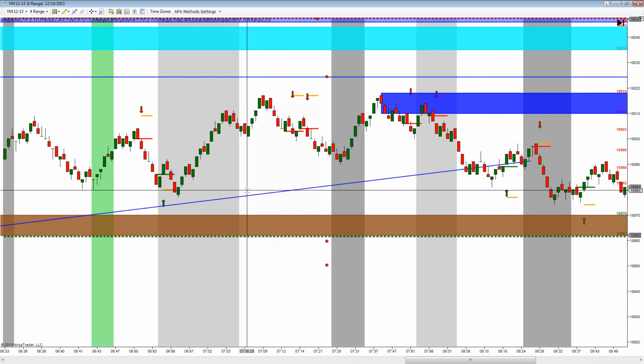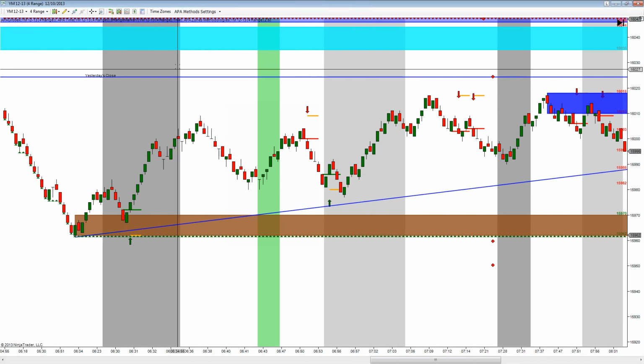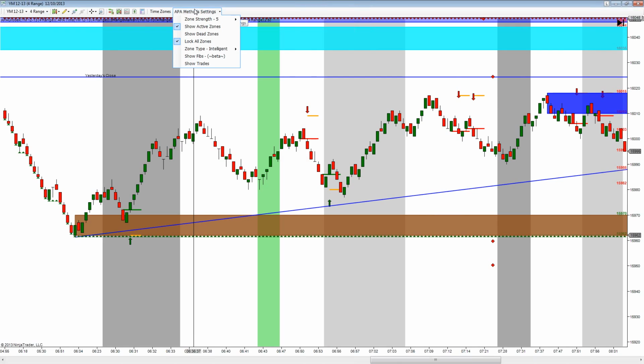But as we get into the analysis here and what this stuff is all doing, you'll see that with APA zones, I really try to make everything very heads-up oriented.